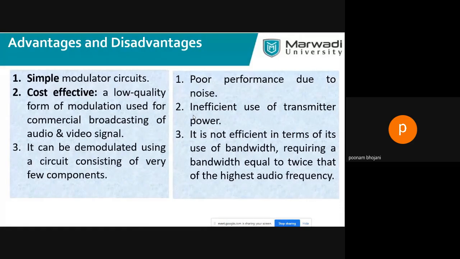Inefficient use of transmitter power. Let me tell you that whenever you are using long distance communication, you will require a huge power to transmit the signal, right? Whenever you want to transmit the signal to a very long distance, you will require huge power. Now, if you are using the amplitude modulation method, then you are actually sending two envelopes, one in the positive direction, one in the negative direction. So actually any one envelope can have the information, the message.